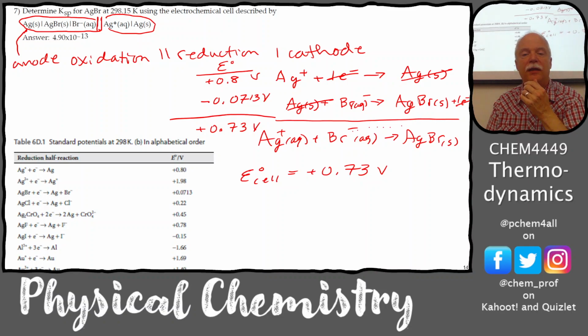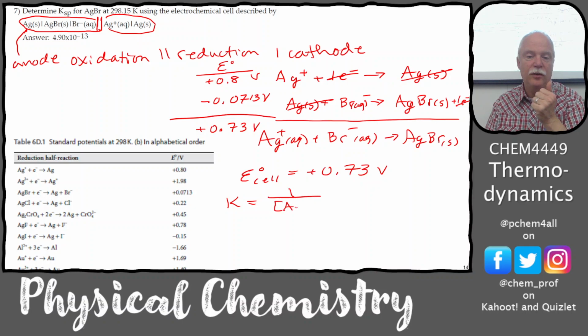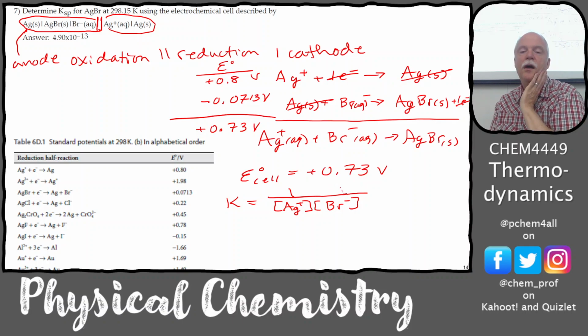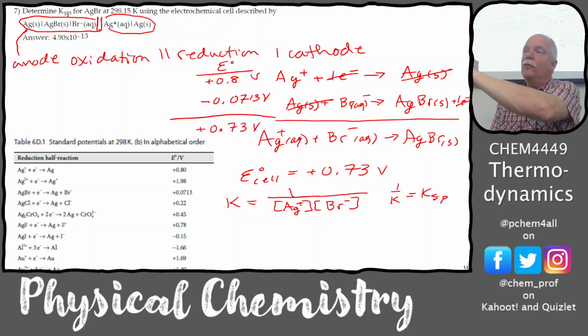Well, think about this. We've got the reaction written out here. So we could say K is equal to, the way it's written, 1 over the concentration of silver ions and 1 over the concentration of bromide ions. So that's K, right? Does that make sense? 1 over that would be KSP. That's where we're actually getting to in terms of the problem. So 1 over K would equal KSP. That's the end of the problem when we get there.